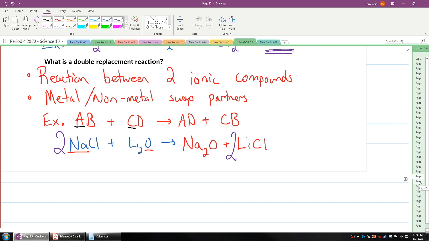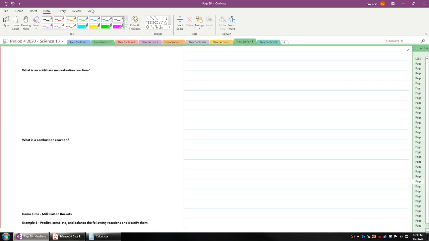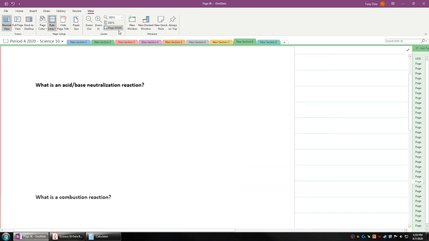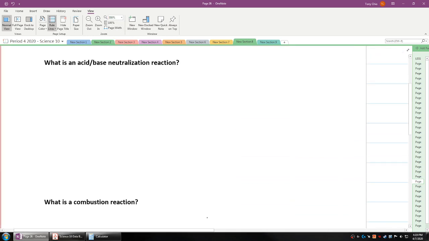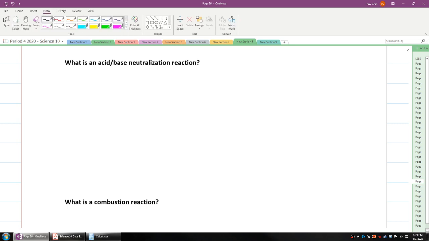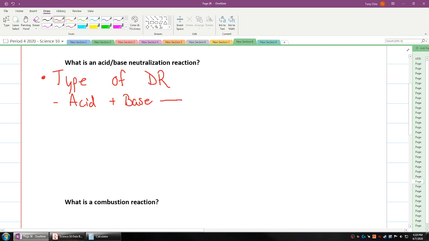Now, a special type of double replacement reaction is called an acid-base neutralization reaction. An acid-base neutralization reaction is where you're going to perform a double replacement reaction, but this time it's going to react an acid and a base. So it's a type of double replacement reaction. Now I'm going to write double replacement as DR. In this case, an acid plus a base will swap partners to always give you these two things: a salt and water.